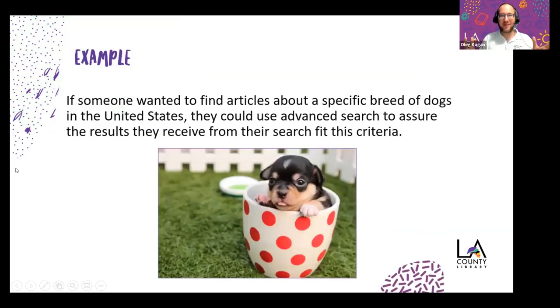So what's an example of an advanced search? Say you want to find an article about a specific breed of dog in the United States. You could use advanced search to narrow down to that specific breed of dog, to whether you want an old or a young dog, whether you want to learn about a puppy or an older dog, and various other aspects of that breed and whatever it is that you're interested in.